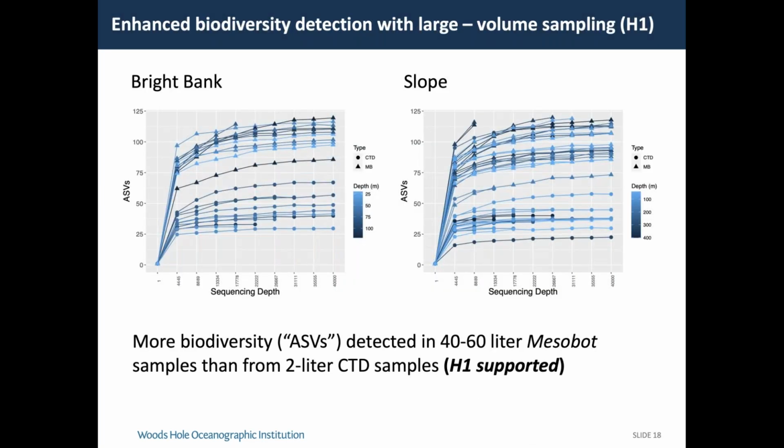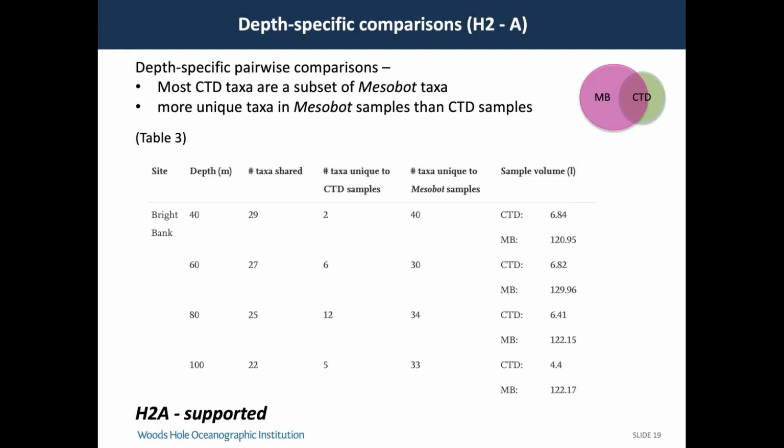What we found was that we did find more biodiversity, as represented by ASVs, in the large volume Mesobot samples, which are represented by the triangles, compared to the small volume 2-liter CTD samples. This was true in both of our sites, and supported our hypothesis that the more you sample, the more you're going to find.